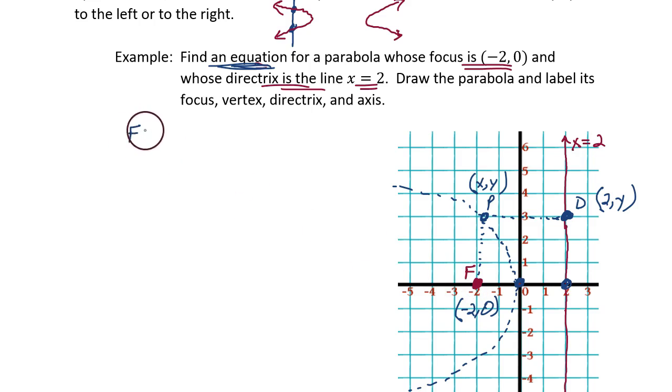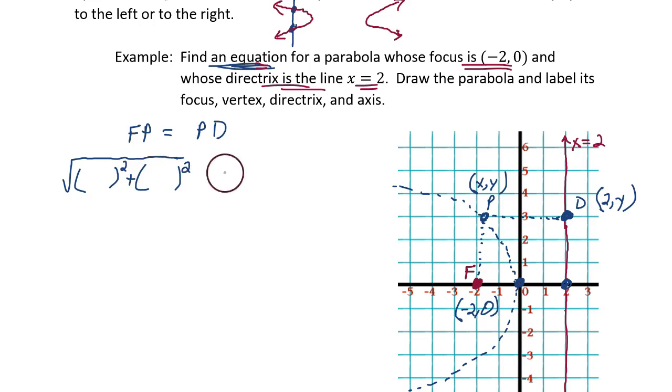We know that the distance from F to P is equal to the distance from P to D. Let's model those distances with the distance formula. That involves doing square roots. Here's our basic setup. On the left side, let's fill numbers in from F and from P. We subtract the x-coordinates, so we have x take away -2. And in here we subtract our y-coordinates, y take away 0.